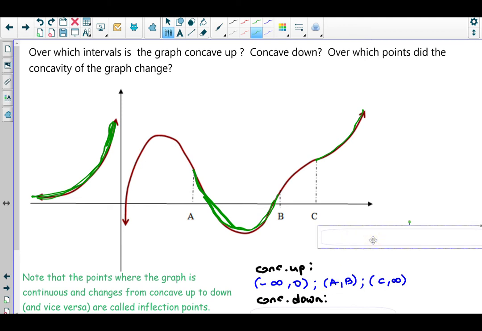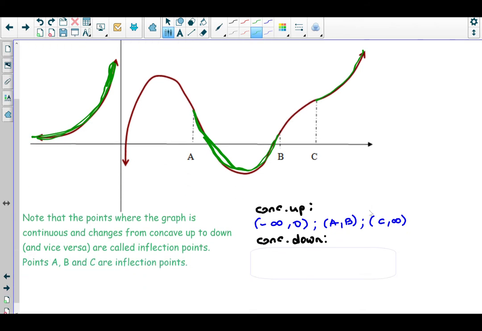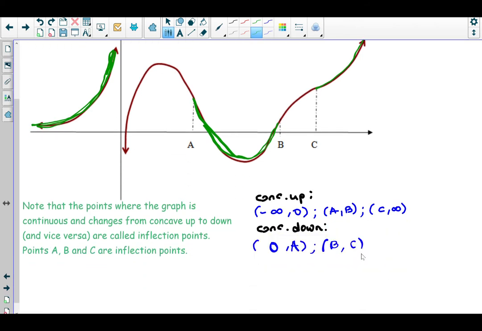And where is it concave down? Everywhere else. That's from 0 to a and b to c. So those are the intervals where it's concave down.